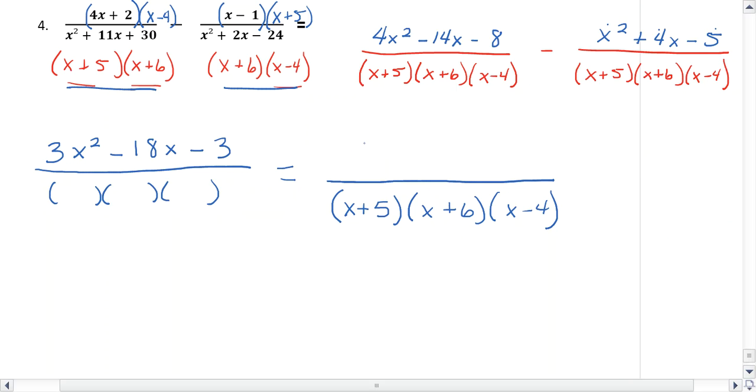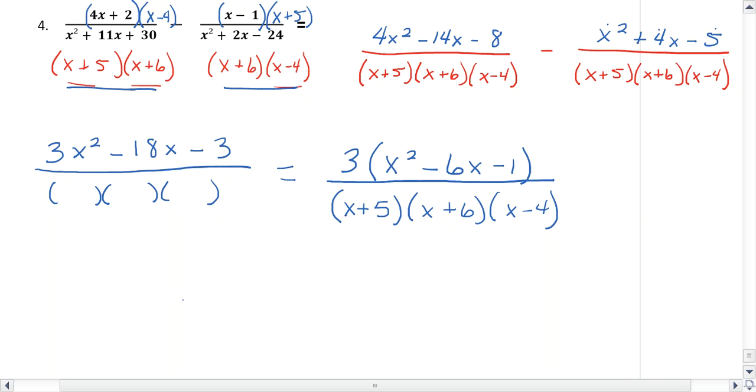So the last step is to see if we can reduce this at all by factoring the numerator. And we notice we have a GCF of 3, so let's factor that out. We have x squared minus 6x minus 1. And taking a look at that trinomial, there is nothing that I can multiply to get a 1, but yet adds to a negative 6, so that is not factorable. So this is the simplified answer, and we are done.